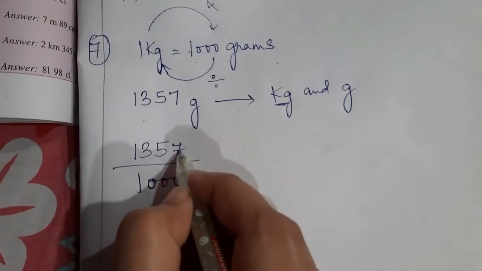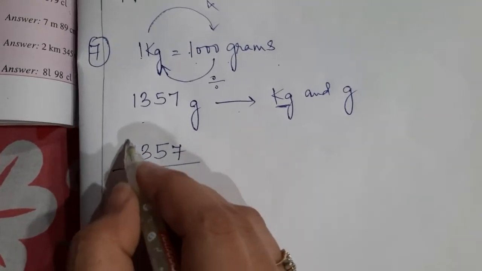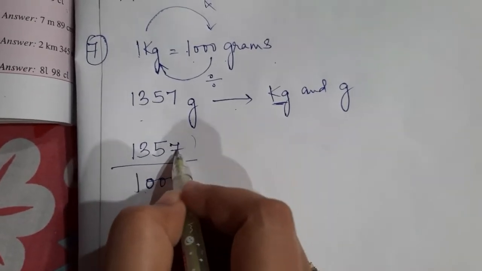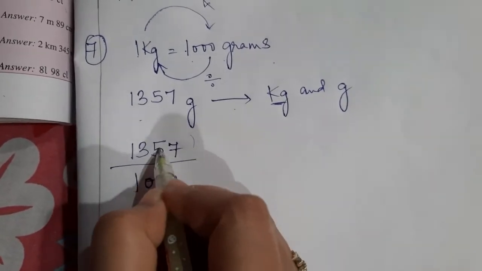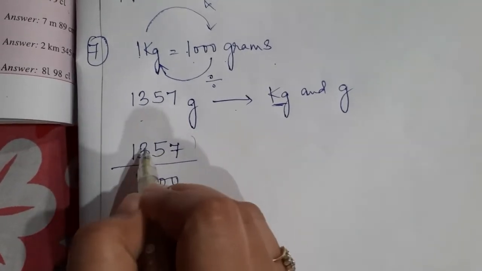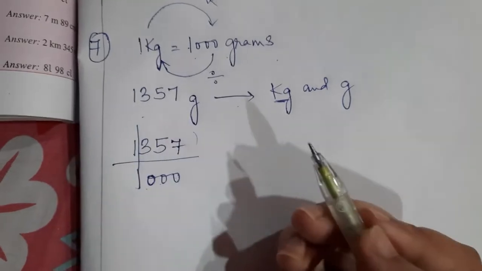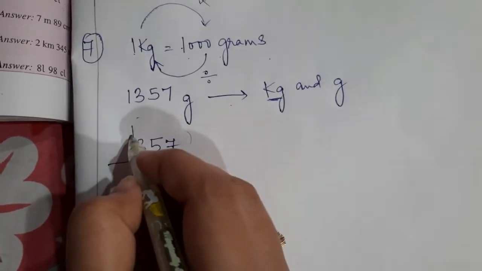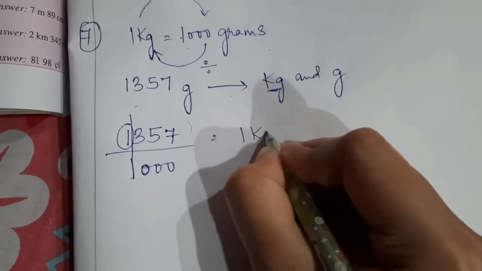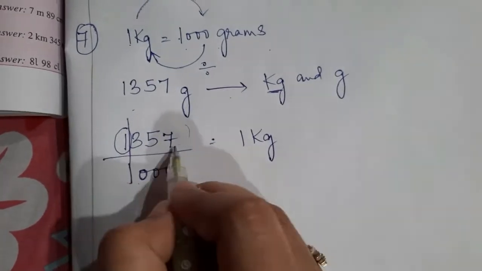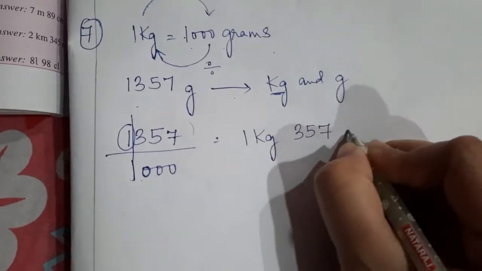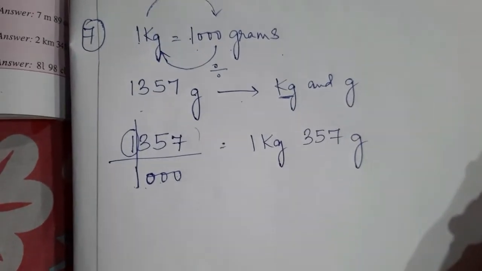Fine. So how many zeros? 3. So we are going to focus on this number, and now we are going to count from the right side. 1, 2 and 3. 3 zeros, we are going to skip 3 numbers, 1, 2 and 3, and then we are going to put a bar here. So the number on the left side becomes 1 kg, and the remaining portion becomes 357 gram.